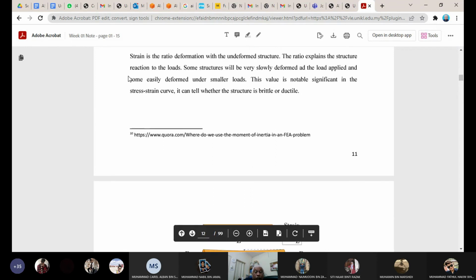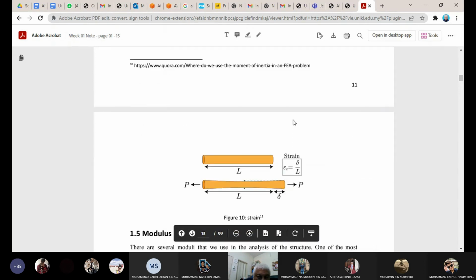The strain is a unit, is a ratio. The strain is a ratio of the deformation over the existing length. So, say the length here is 100 cm, and then we pull this part, and we get an extension of 2 cm. So 2 cm over 100 cm, whatever the value that you get, that is the strain. That is the ratio of the deformations.